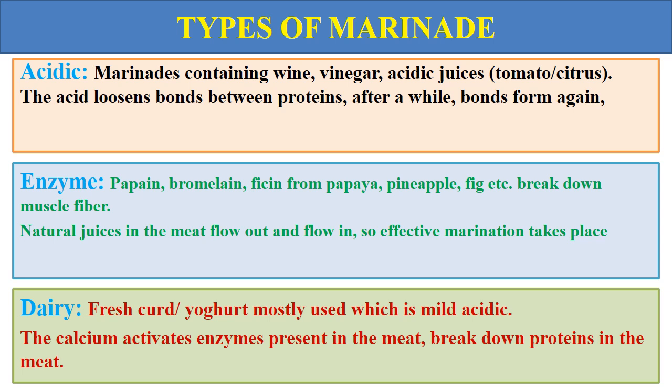The third category is the dairy origin. Here fresh curd or yogurt is most commonly used, which has mild acidity. This curd will have calcium and indirectly it helps in tenderization also, like calcium activated sarcoplasmic factors which play an important role in the aging process, as we all know. So this also helps in breakdown of proteins and tenderization.